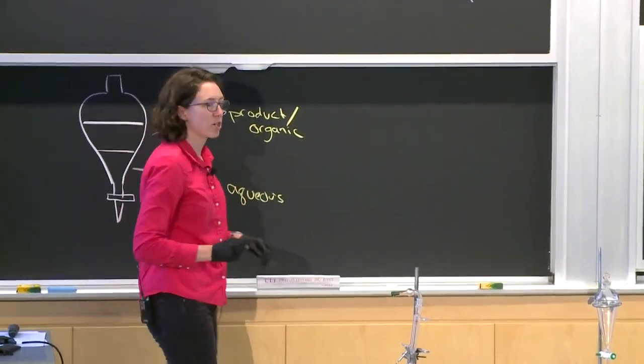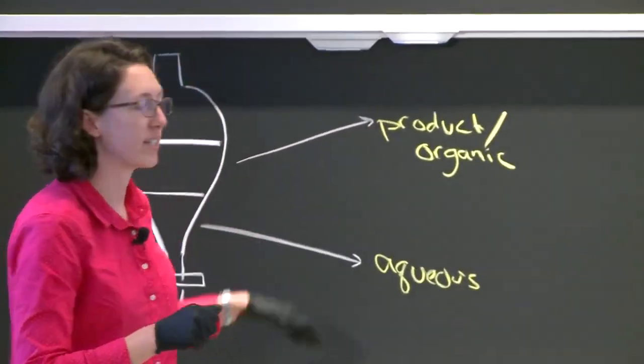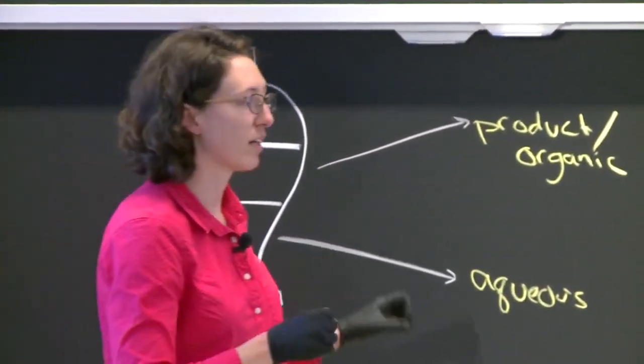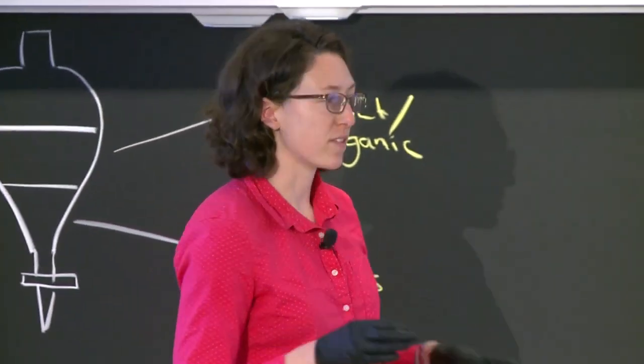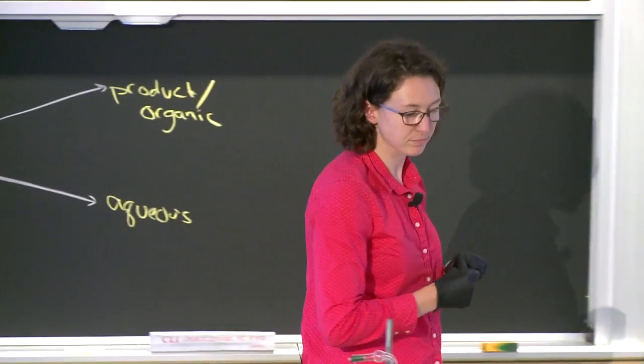And it's really important that you keep track of what is where when you're using the separatory funnel, and that you know what you've drained out and what you have kept in there. And you want to save everything, save all of the stuff that comes out of here, save all the things that are in there until you know that you have your product.